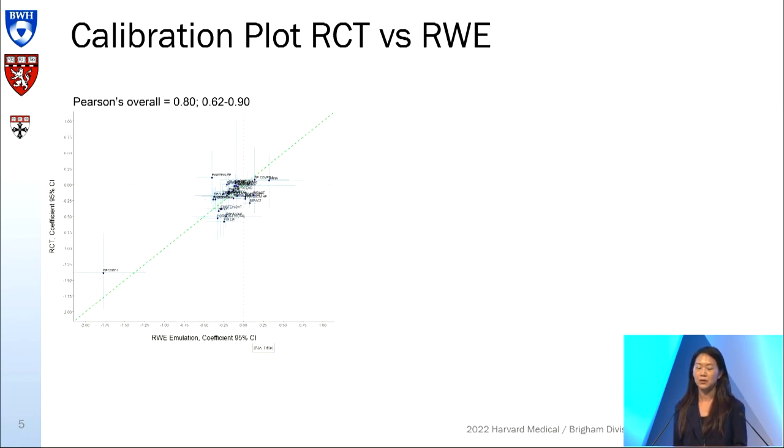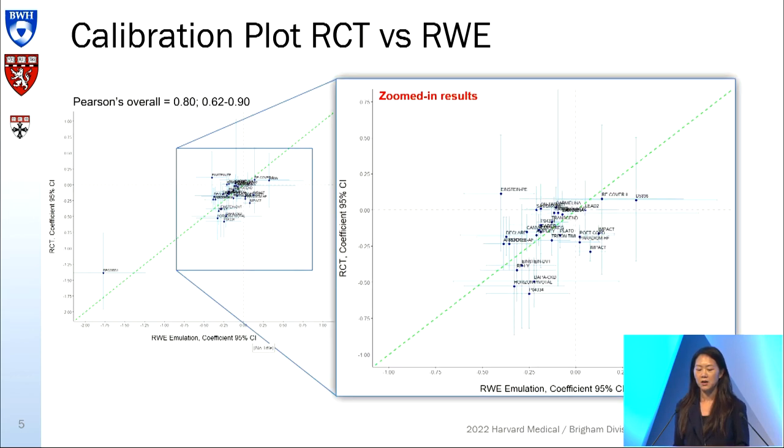Here I am showing you a calibration plot of the trial estimates against the database study estimates for a sample of 32 emulations. You can see that the Pearson's correlation overall was 0.8. But zooming in a little, you can also see that there's quite a few points that are falling away from the diagonal line indicating perfect calibration. Keep in mind that the main purpose of DUPLICATE is to be able to calibrate the results of the database studies against trials for which we are able to closely emulate trial design. However, we also learn a lot from those trials where we had difficulty in emulating certain aspects of trial design, and I'll get into that a little bit more in just a minute.